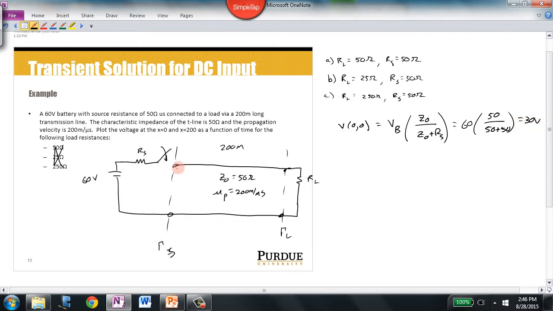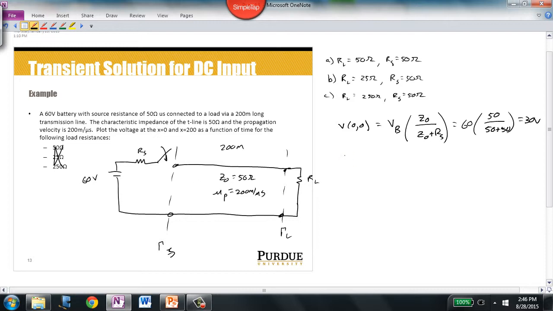And again, that'll always just come from the voltage divider between Z0 and the source resistance. The reason for that is that the characteristic impedance, remember, is the value that the battery will see of the circuit impedance before any propagation has occurred.